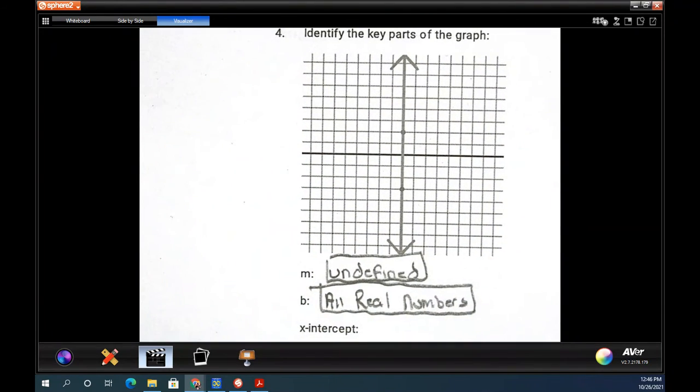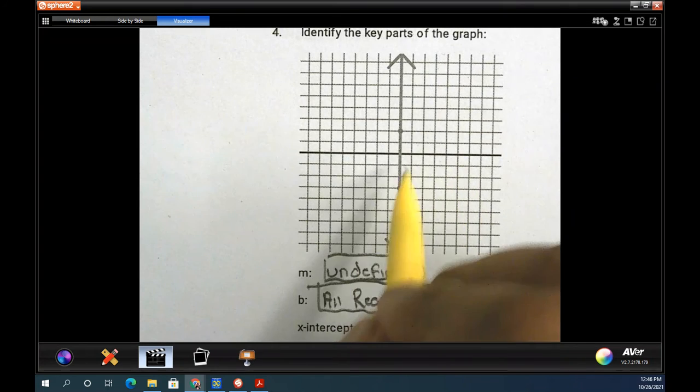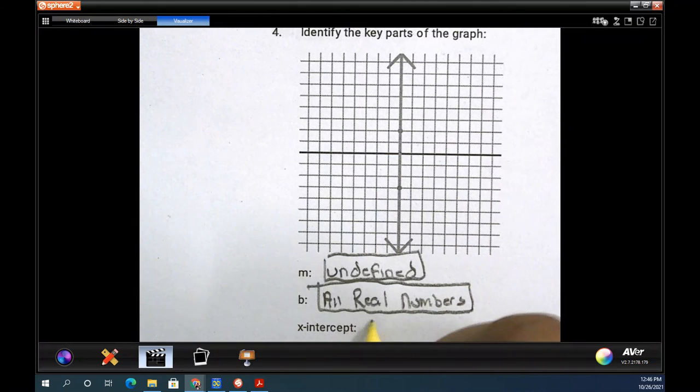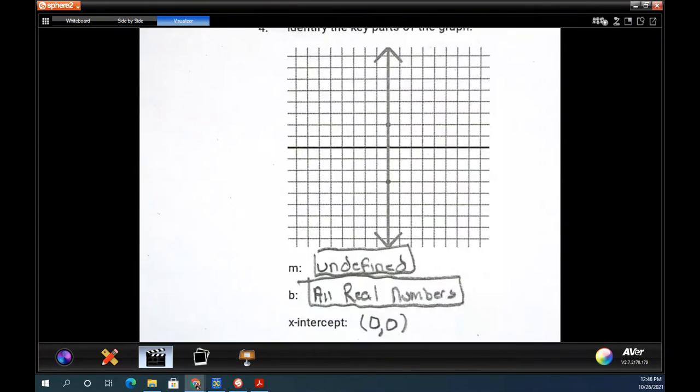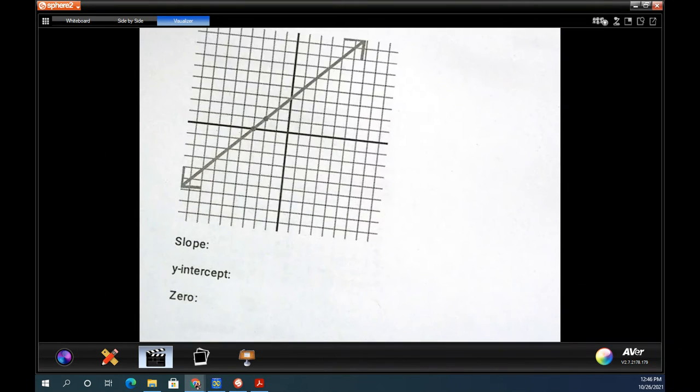All real numbers. Okay. The x-intercept. Where does it intersect the x-axis? The origin, 0, 0. Okay. Let's go to number 5. Here we go. The last two get into what I want to talk about.